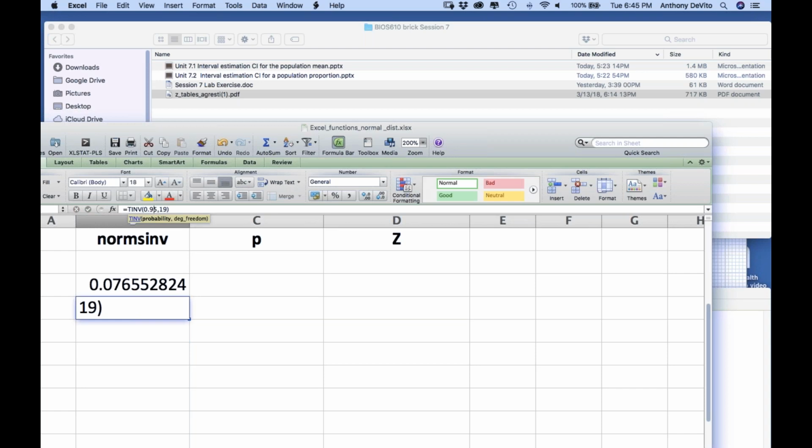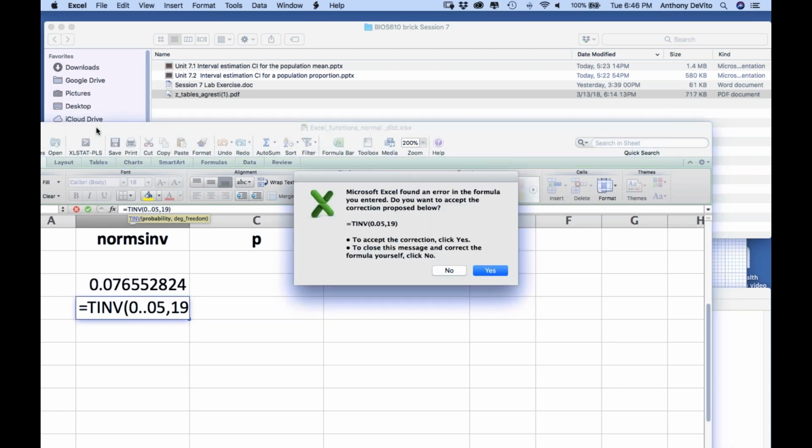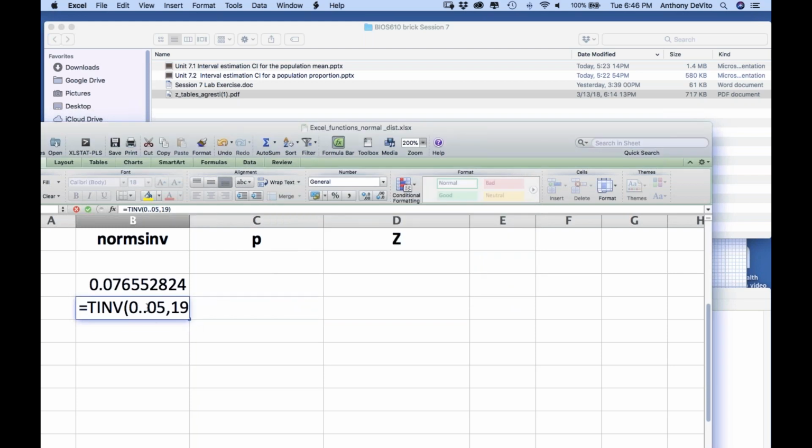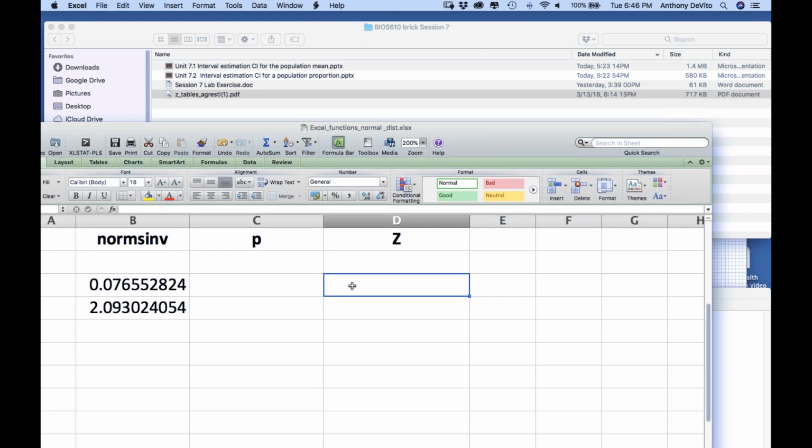That's not what I want. Okay, I see the error. I have to check this now because I don't remember for sure. I'm going to do this again.